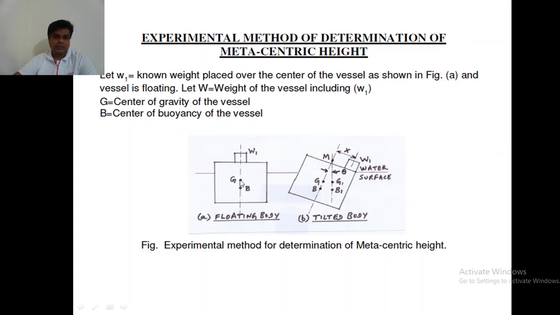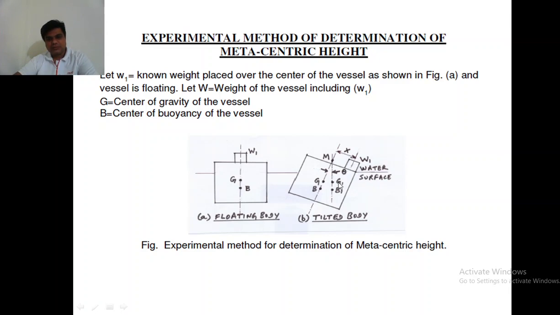As usual, G is the center of gravity of this object, the ship. Then B is the center of buoyancy of this vessel. Vessel means usually the ships are called vessels, or some submarines, you can call them vessels. Here what we are doing is moving this weight to one side. When you move this weight W1 to one side, you can see it has come down here.